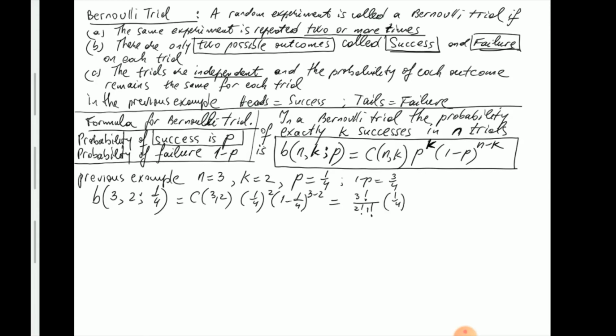1 over 4 to the power 2. 1 minus 1 over 4 is 3 over 4 to the power 1. 3 factorial is 6 over 2. On the top here, I'm going to have 1 times 3. And on the bottom, 4 to the power 3 combined, right? And so let's simplify this 2. That's going to be 9 over 64, which you remember from the previous example.